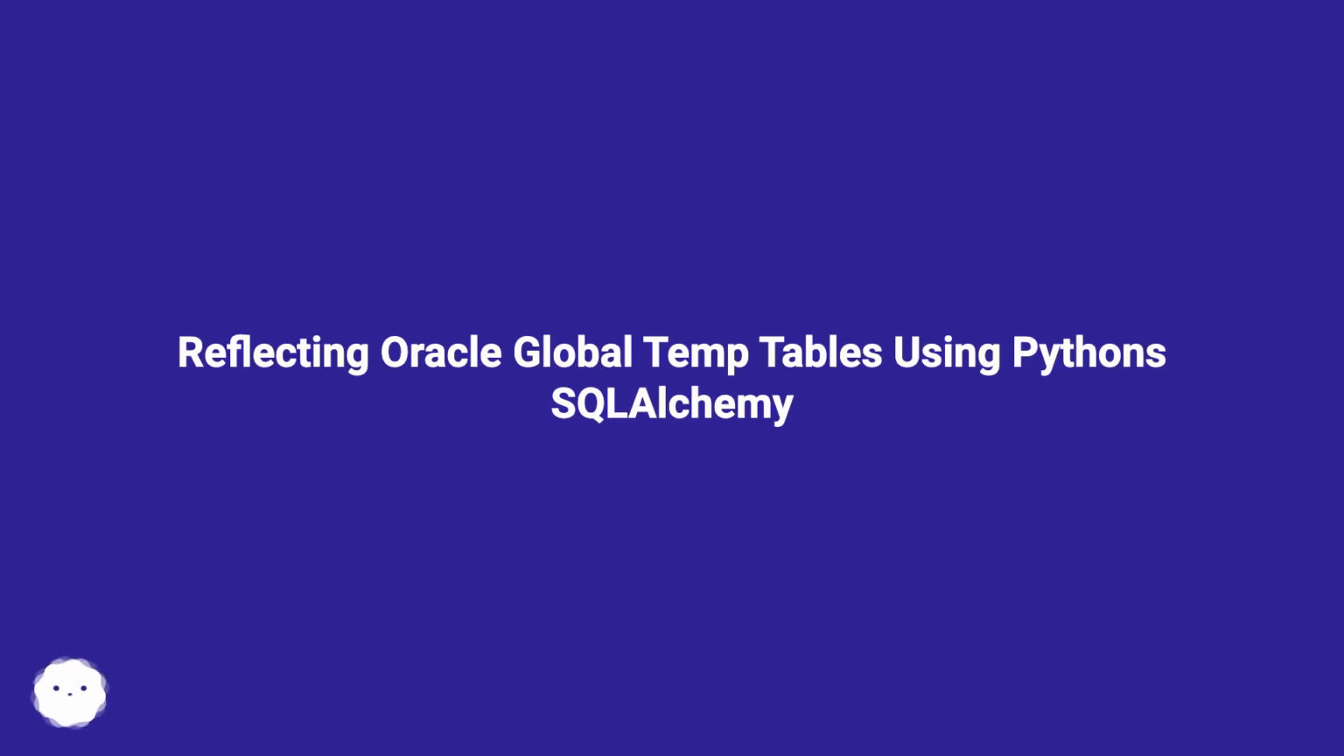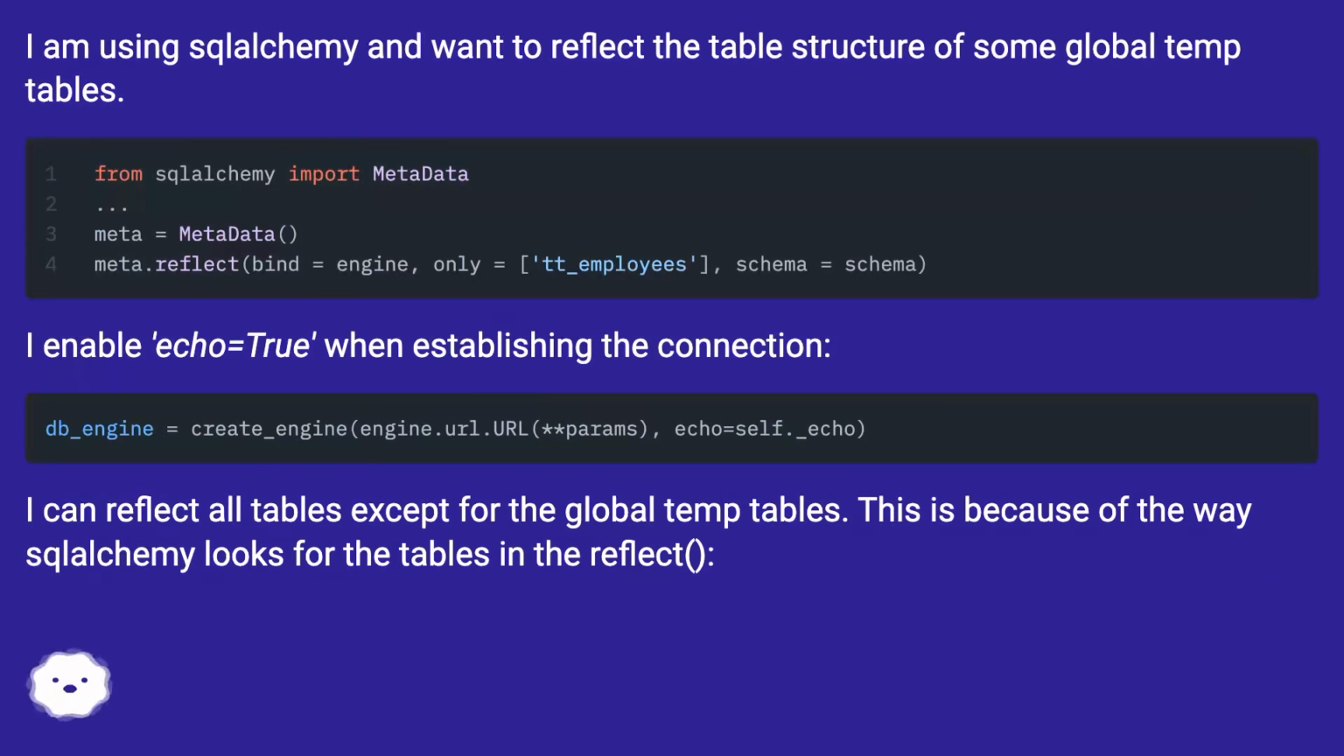Reflecting Oracle Global Temp tables using Python's SQLAlchemy. I am using SQLAlchemy and want to reflect the table structure of some global temp tables. I enable echo equals true when establishing the connection. I can reflect all tables except for the global temp tables.